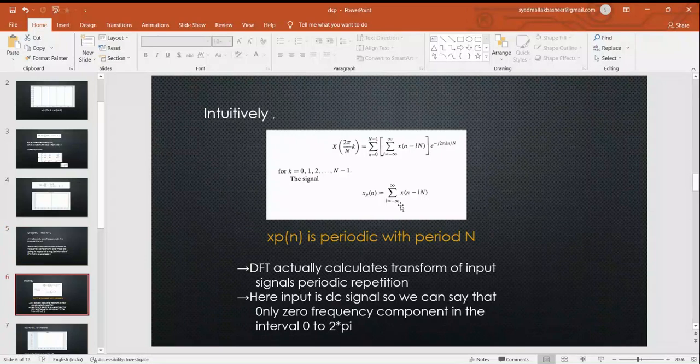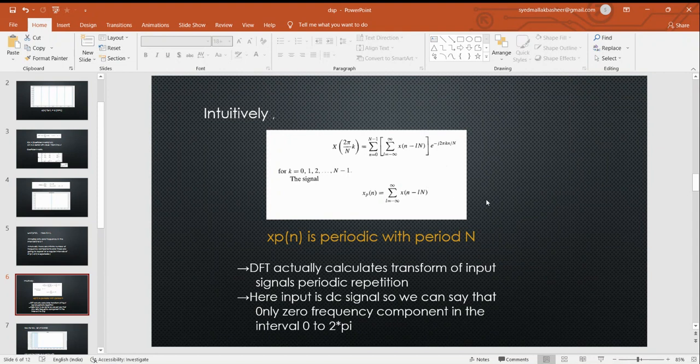We can also reason this intuitively. We can see that this is the expression we end up with in one of our steps while deriving DFT from DTFT. Here we are calculating DFT for x_p of n instead of x of n. We started with x of n, but we are calculating DFT for x_p of n. Here x_p of n is the periodic repetition of x of n with period N.